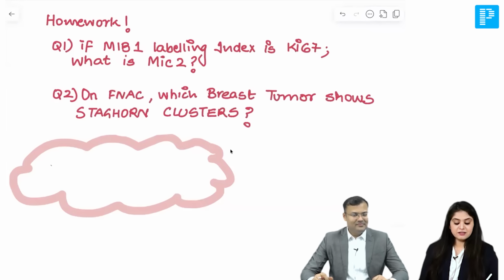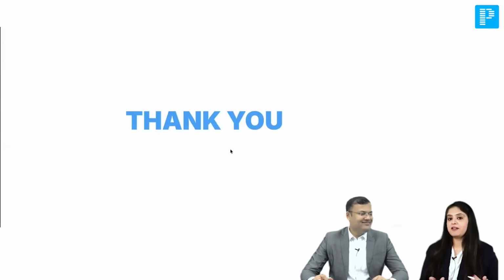And the second, there is a tumor for which sir was telling us something like popcorn calcification. It's the same tumor which also shows staghorn clusters on FNAC. You need to put the name of that in the comments, and we will be looking out for these answers and monitoring them as well. And as you said, sir, wrapping it up, we have to tell them the potential questions in the last 4 to 5 years across all the exams.